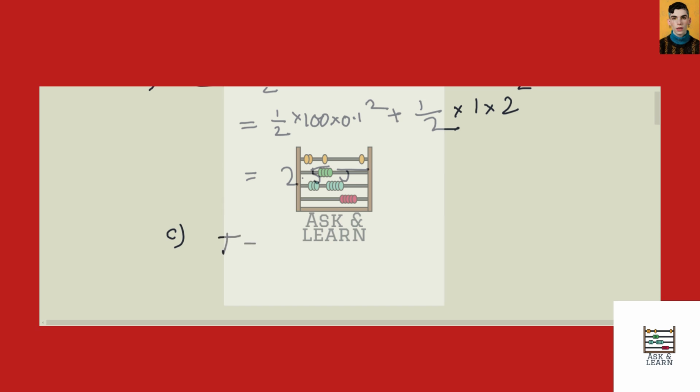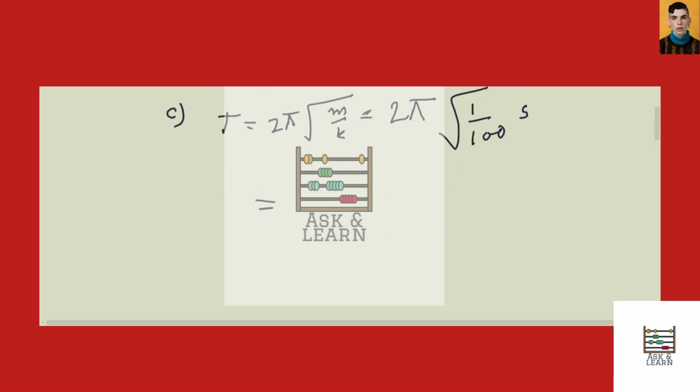Next, part C. Time period T equal to 2 pi root over of m by k. This is equal to 2 pi root of the mass is 1 and k is 100, right? Seconds. So this is equal to pi by 5 seconds.